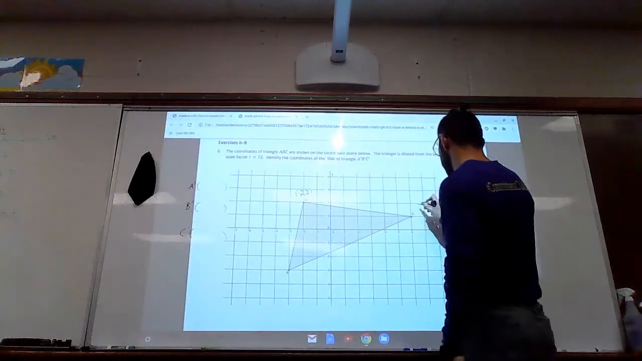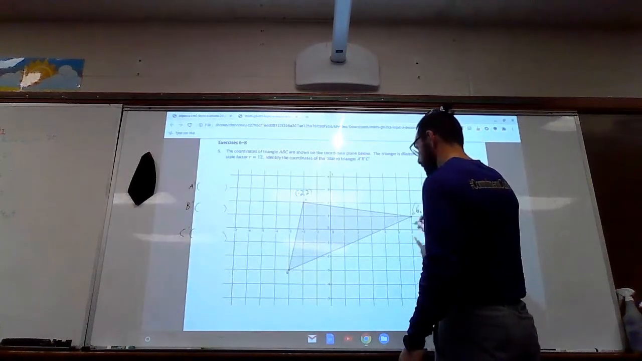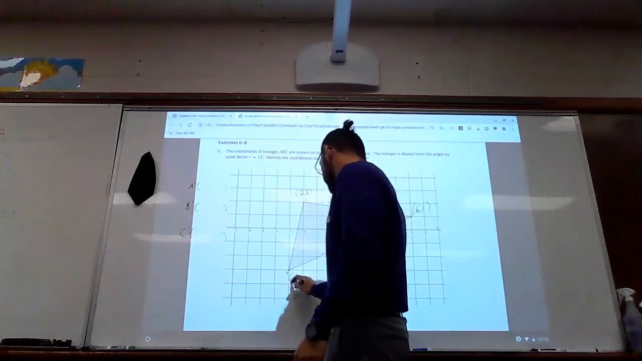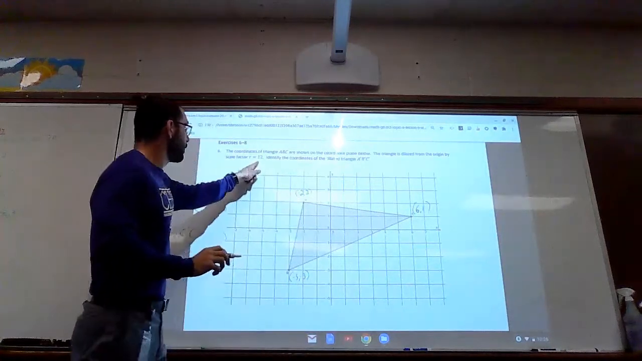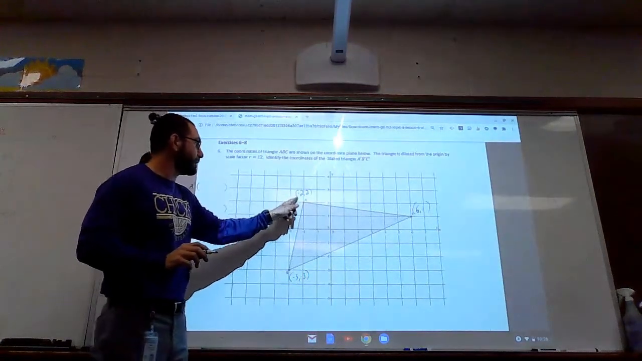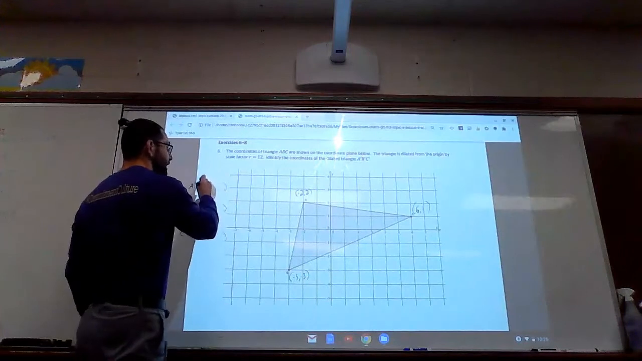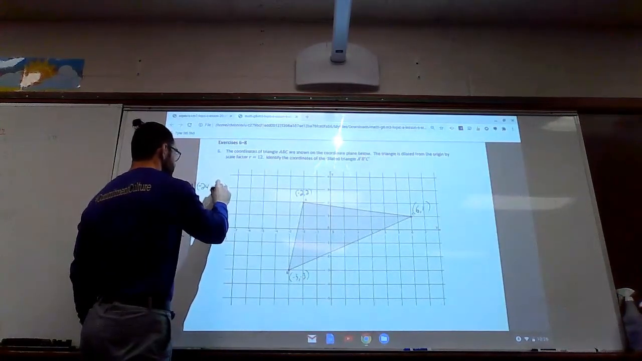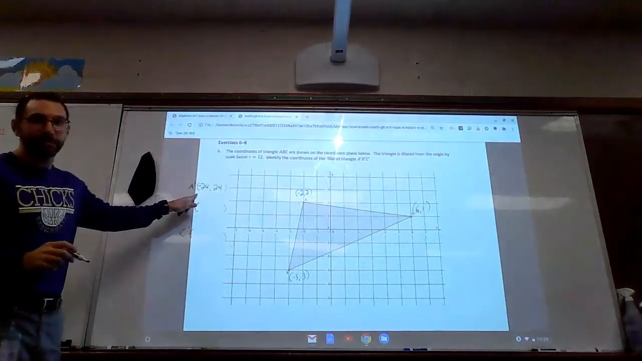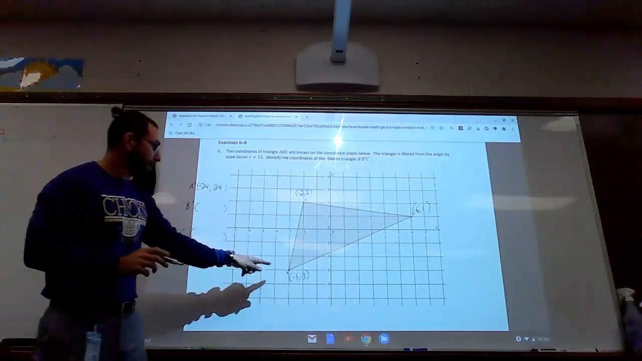This point is at 6, 1. This guy down here is -3, -3. To find this point, we are multiplying it by 12. -2 times 12 is -24. 2 times 12 is +24. There's A prime.